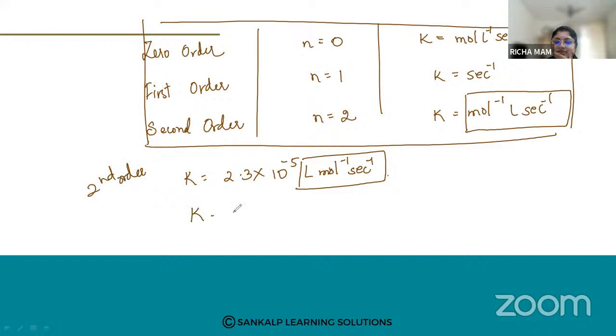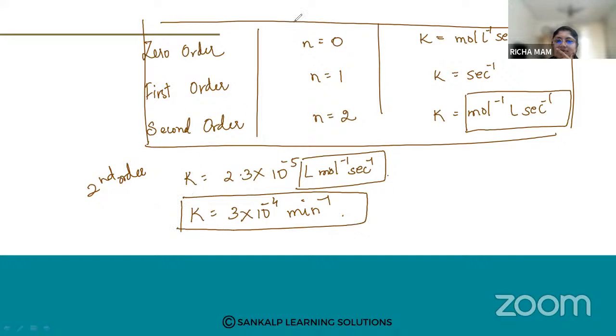If they give you K equals 3 into 10 raised to minus 4 per minute, what is the order of this reaction? It is a first order reaction. Very good.